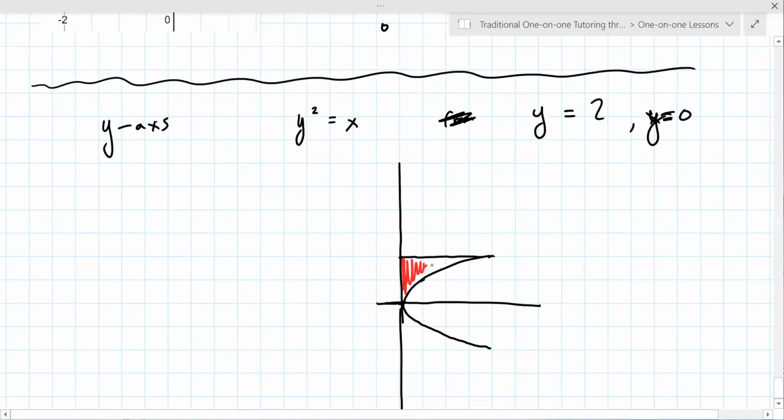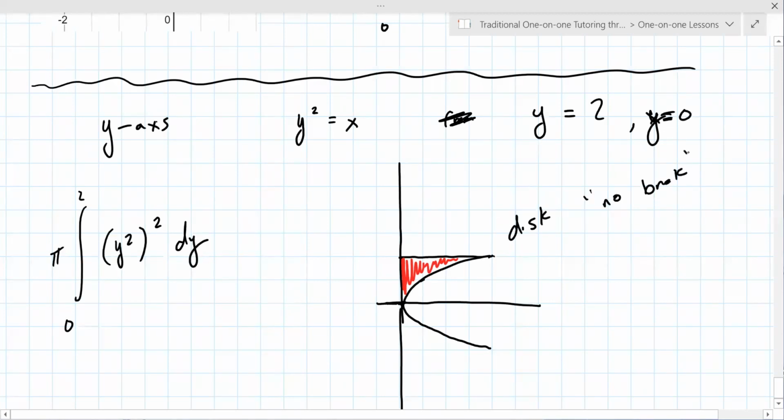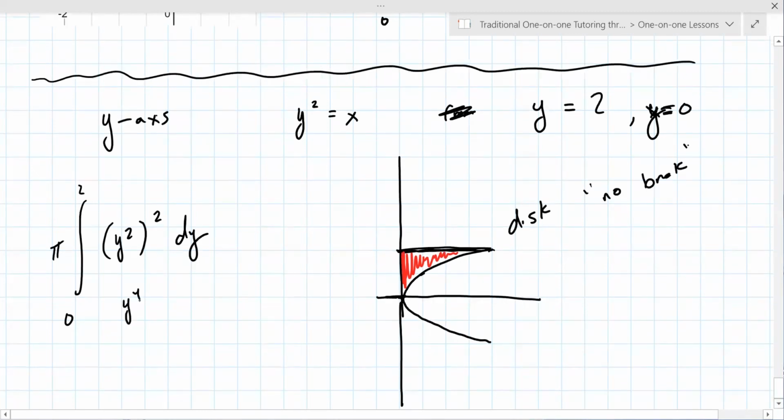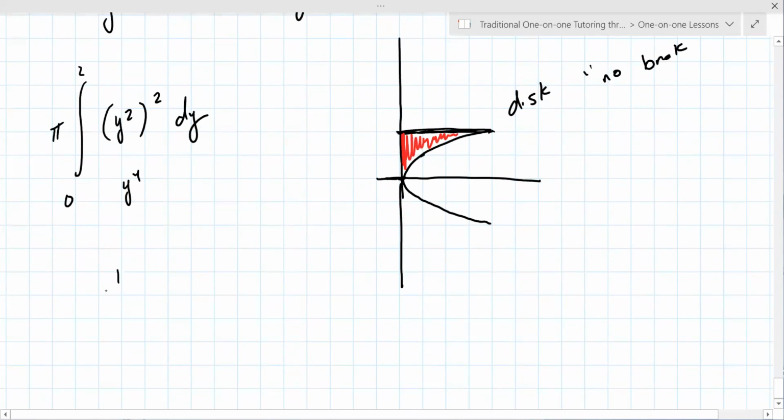Because we're going around the y-axis, you want to solve for x, right? Yes. So you're integrating from 0 to 2, pi times, and because it's already solved for x, you can go y squared dy. And this is a disk because there's no break. You don't need to do anything with the y equals 2. That just gives your other edge. Got it. So then that's y to the 4th. So it becomes y to the 5th over 5, from 2 to 0. So then 2 to the 5th is 32, over 5. Yep. Okay, great.